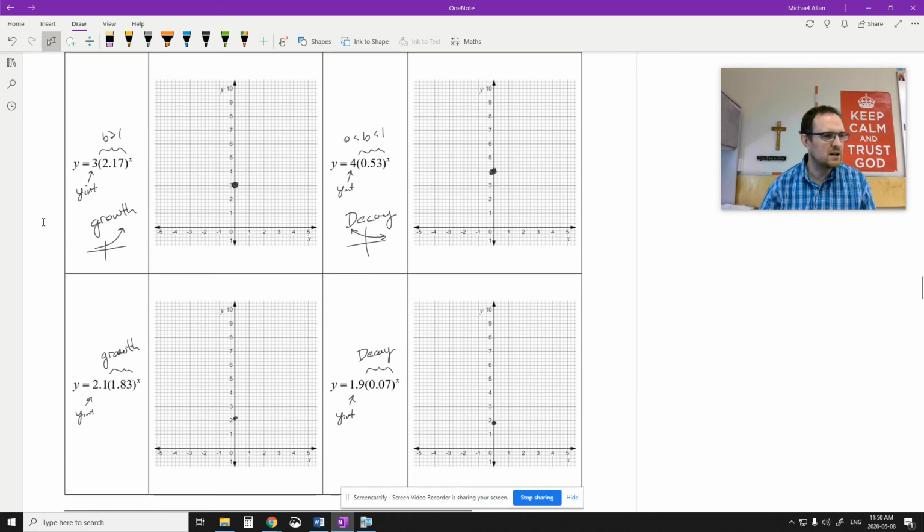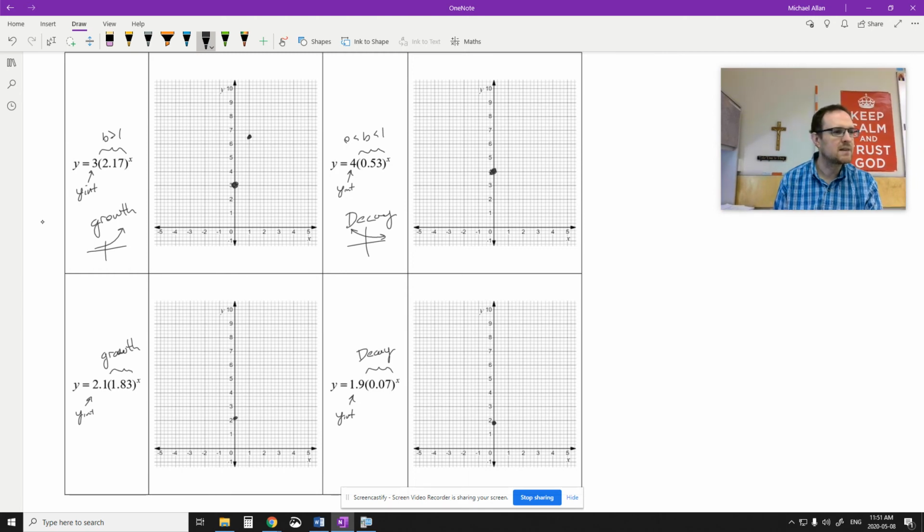Now what I'm going to do is plot a few points. So I'm going to go 3 times 2, because 3 is my y-intercept, my starting point, times the common ratio of 2.17. So my next point is going to be 6.5-ish. And then I'm going to times that by 2.17 again. It's going to be way up my graph here, so it's going to be 14.